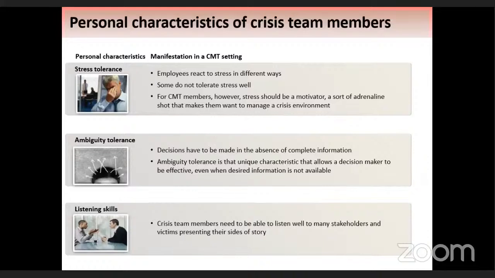Employees react to stress in different ways. Some do not tolerate stress well. For CMT members, however, stress should be a motivator, a sort of adrenaline that makes them want to manage a crisis environment. Then ambiguity tolerance. Decisions have to be made in the absence of complete information. Ambiguity tolerance is that unique characteristic that allows a decision maker to be effective even when desired information is not available.